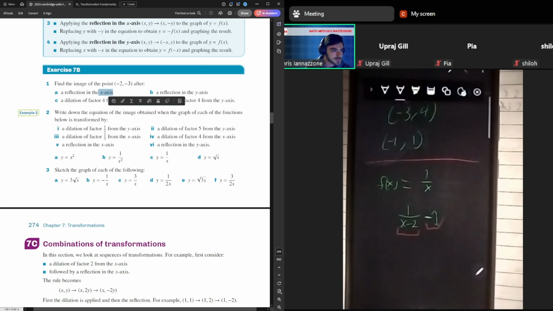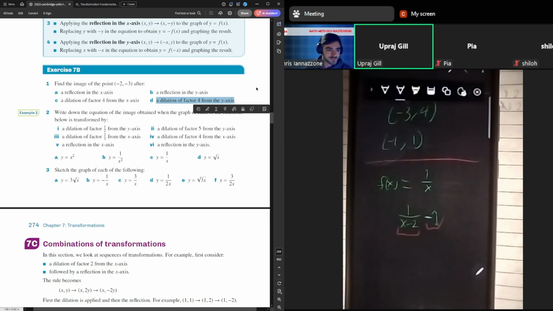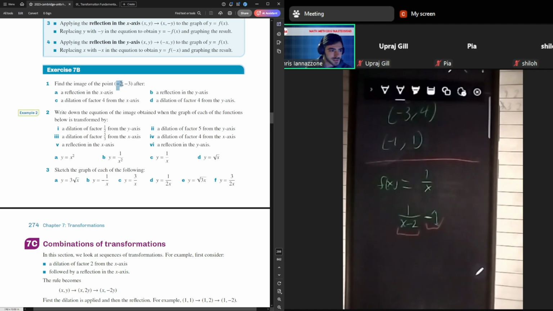Reminder for everyone else, if the x-axis is what's mentioned, then it's the other value, the y, that gets the negative on it. And then dilate factor 4 from the y. What's that? Is that -8, comma -3? Yeah, that's it. So from an axis means it goes on the opposite variable. This will be consistent across the entire book. So if you know this one, you'll know the entire book.